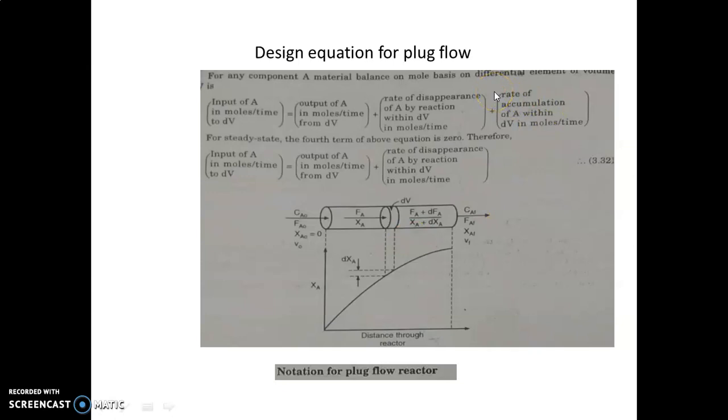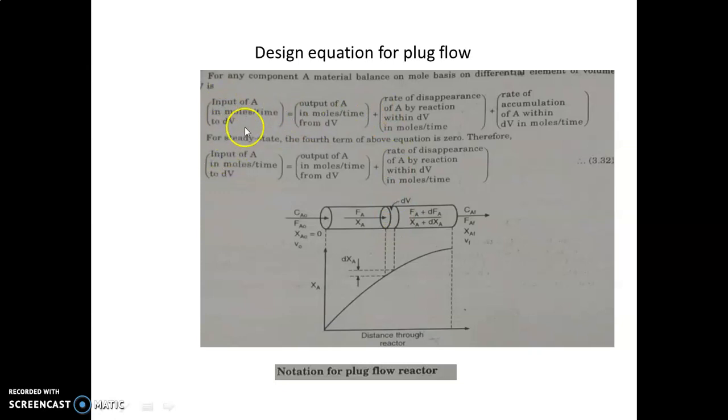So for a steady state plug flow reactor, since the composition of the fluid varies continuously along the flow path in the axial direction through the reactor, the material balance for any reacting component A must be done over the differential element dV of the reactor. That means we have to make the material balance over this differential element dV.